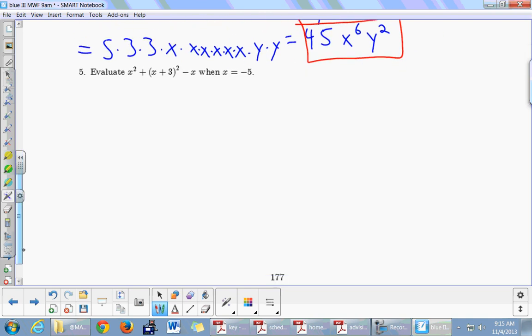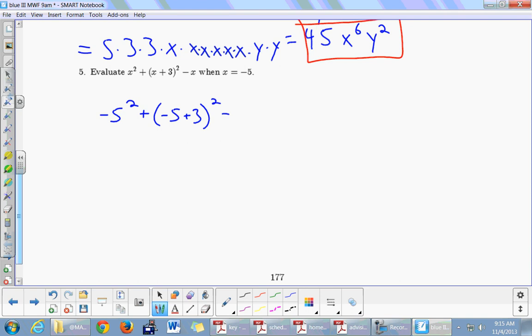Okay, last one here, and then you guys will do the classwork. Evaluate x squared plus x plus 3 squared minus x when x equals -5. So evaluate just means substitute, right? Plug in x equals -5. So we go -5 squared plus -5 plus 3 squared minus -5.